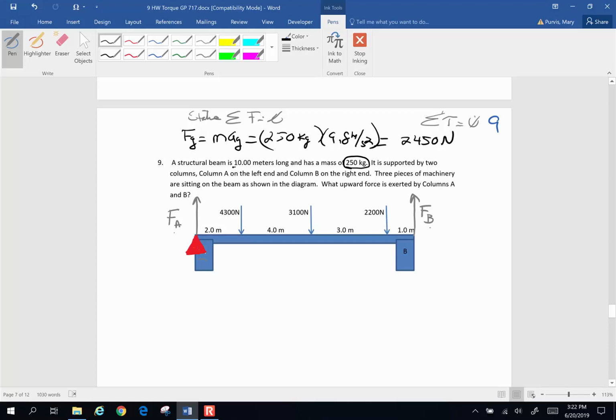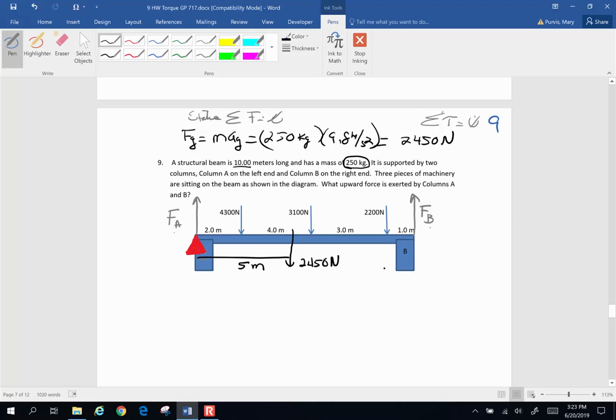The whole beam is 10 meters long, so 5 meters from this end, right around here on my picture, I'm going to have a force vector down of 2,450 newtons, and that is going to be 5 meters from this end. So that is also part of the weight that has to be supported by columns A and B.